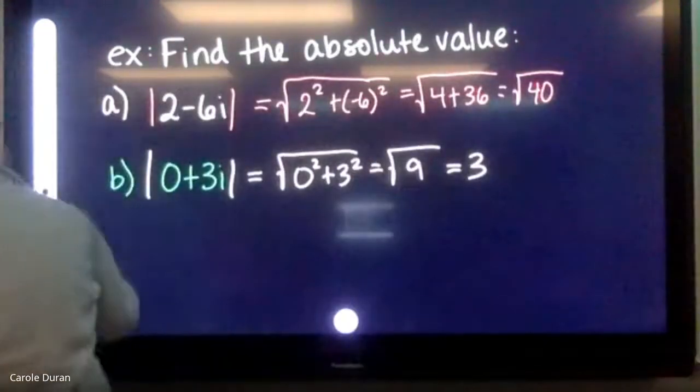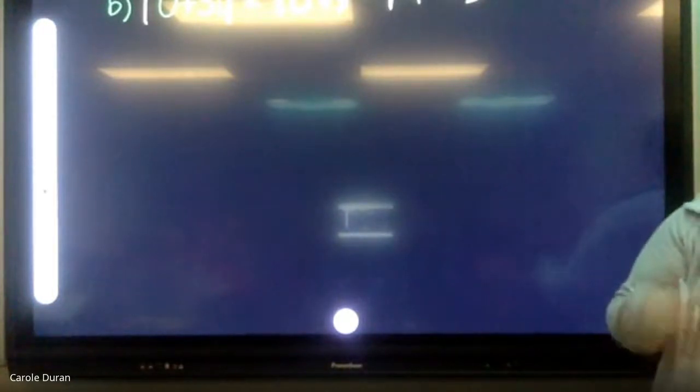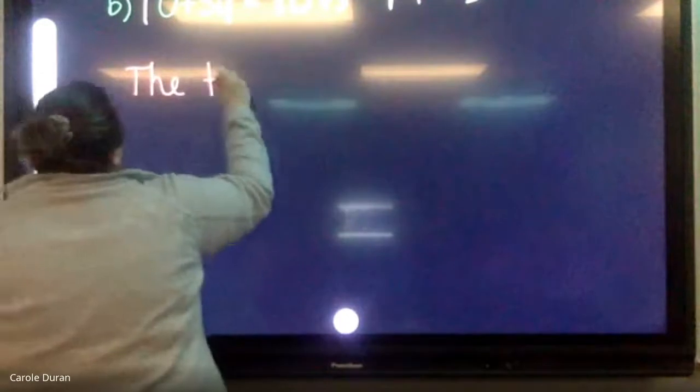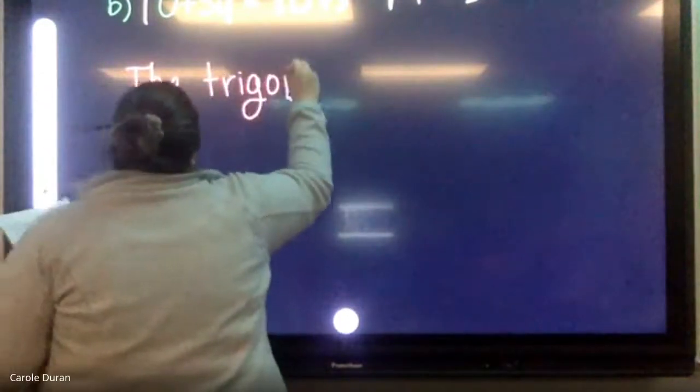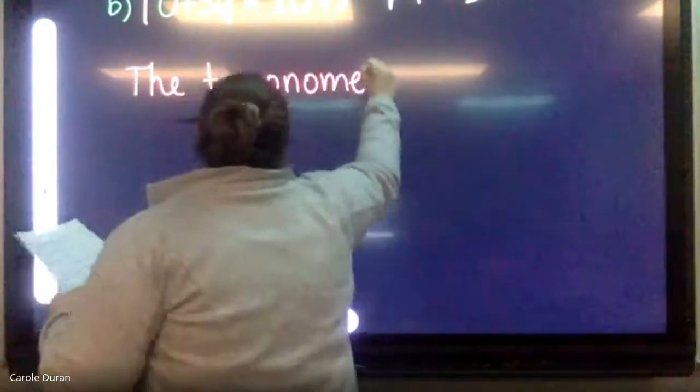Okay, so what we're going to do now is we are going to take these complex numbers and change them into the trigonometric or polar form of that same complex number. So when we're going to do that, there's a couple things we need to find first to make that conversion.